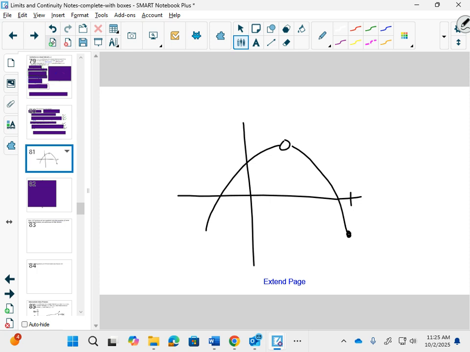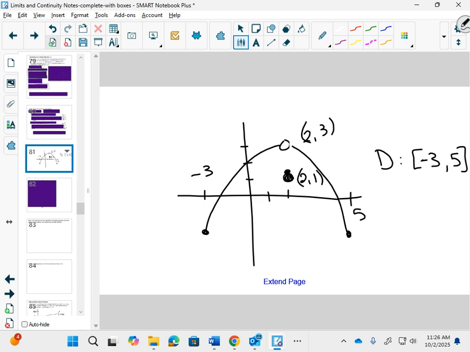Let's say this one goes up to 5 and down to -3, has a hole at 2, 3, but has the point 2, 1. It's a really big 1. I didn't want to write a decimal, but I drew my dot too high. Okay? What is the domain of this function? It includes -3. It includes 5. Does it include every x in between? It does. Even though there's a hole, 2 is allowed.